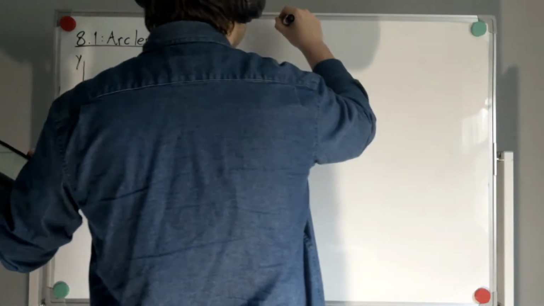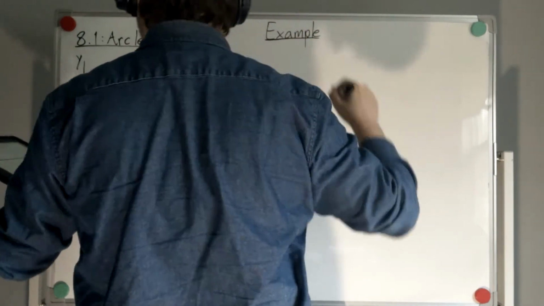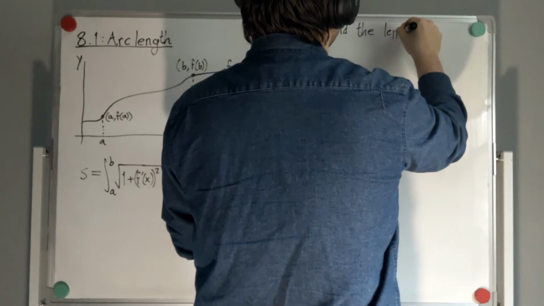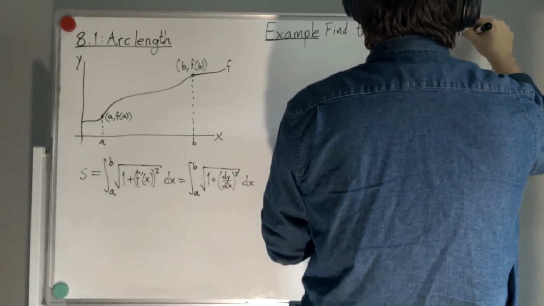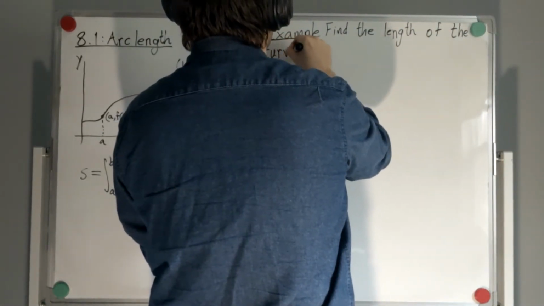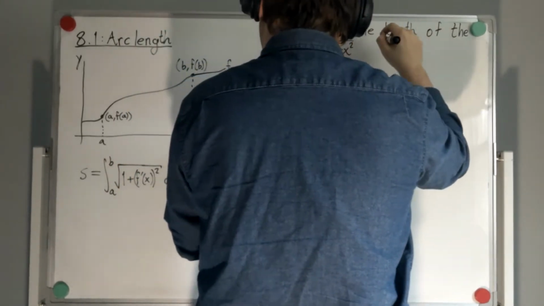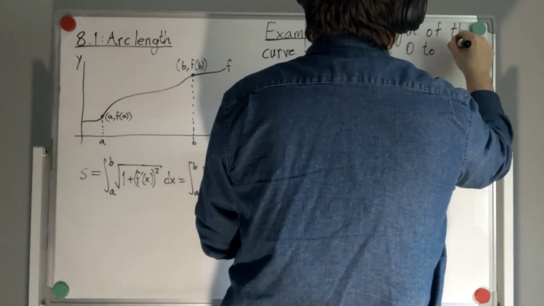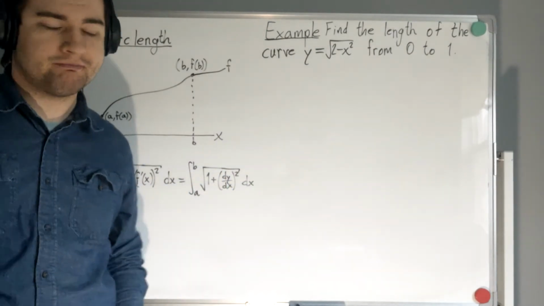So, find the length of the curve y equals the square root of 2 minus x squared from 0 to 1. By which it means x equals 0 to x equals 1.